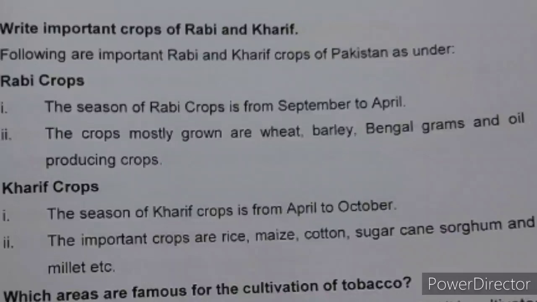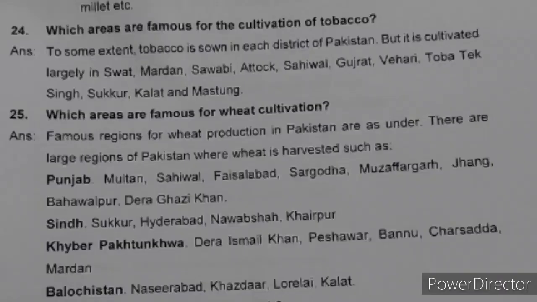And then next question is, which areas are famous for the cultivation of tobacco? To some extent, tobacco is sown in each district of Pakistan, but it is cultivated largely in Swat, Mardan, Swabi, Attock, Sahiwal, Gujrat, Vehari, Toba Tek Singh, Sukkur, Kalat, and Mastung.